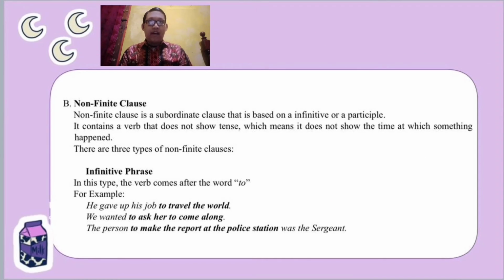Next is non-finite clause. Non-finite clause is a subordinate clause that is based on an infinitive or a participle. It contains a verb that doesn't show the tense, which means it doesn't show the time at which something happened. There are 3 types of non-finite clauses. The first one is infinitive phrase. In this type, the verb comes after the word to.